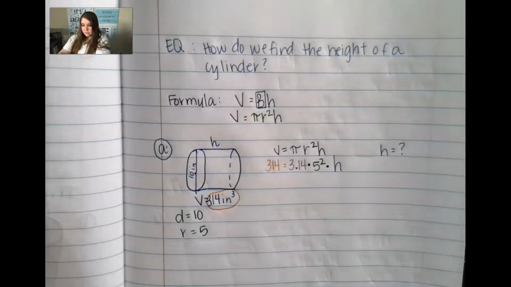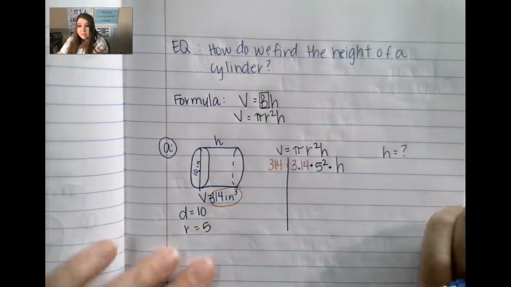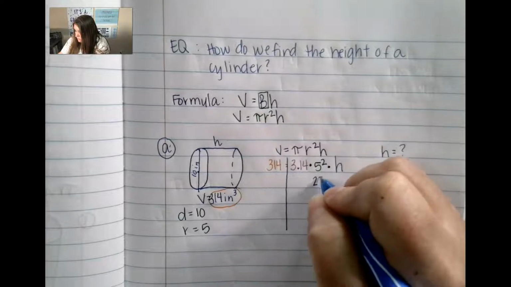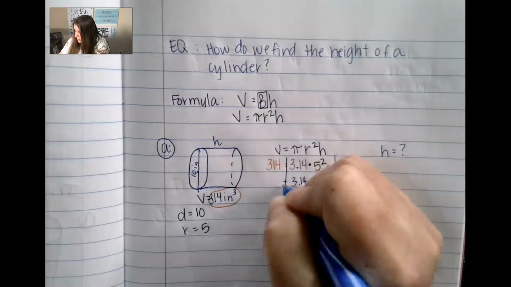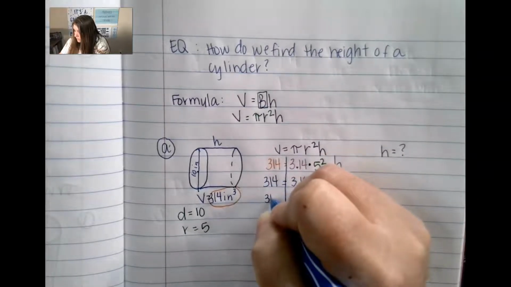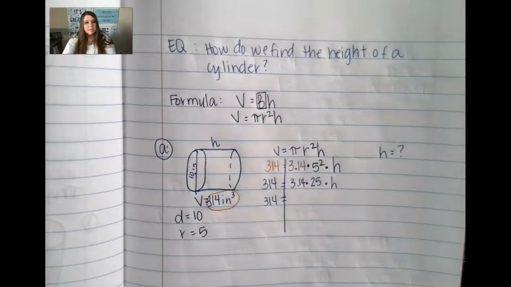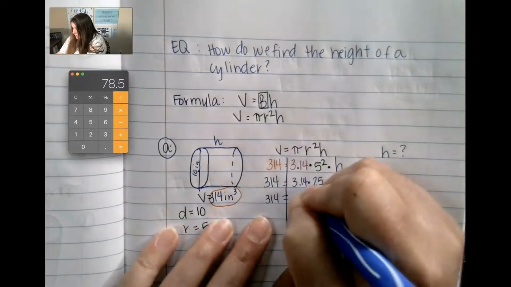So let's go ahead and start to simplify this problem. Let's combine the things that we can combine. Well, we know that 5 squared is 5 times 5, which is 25, times 3.14 times the height, and that's all going to equal 314. Let's go ahead and combine these two now. 3.14 times 25 gives us 78.5.